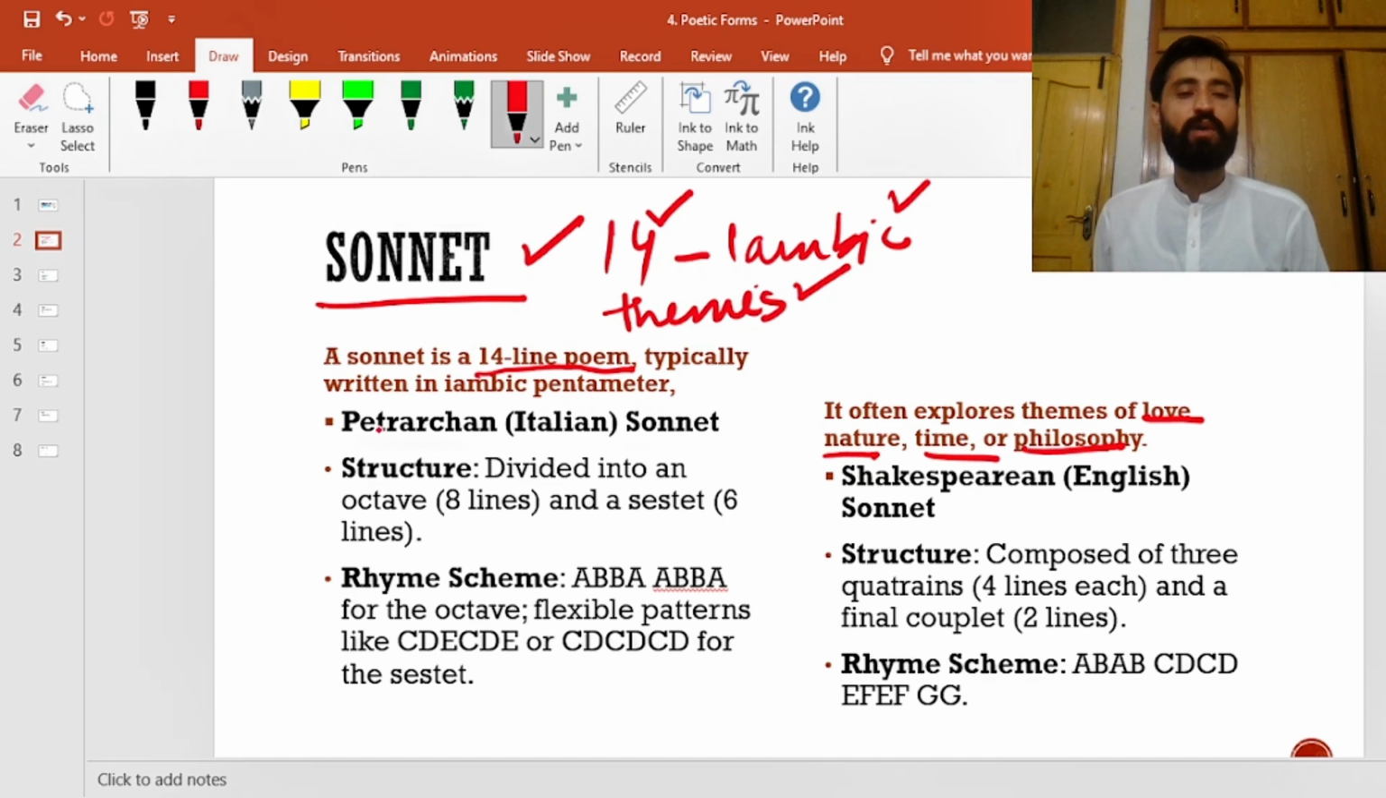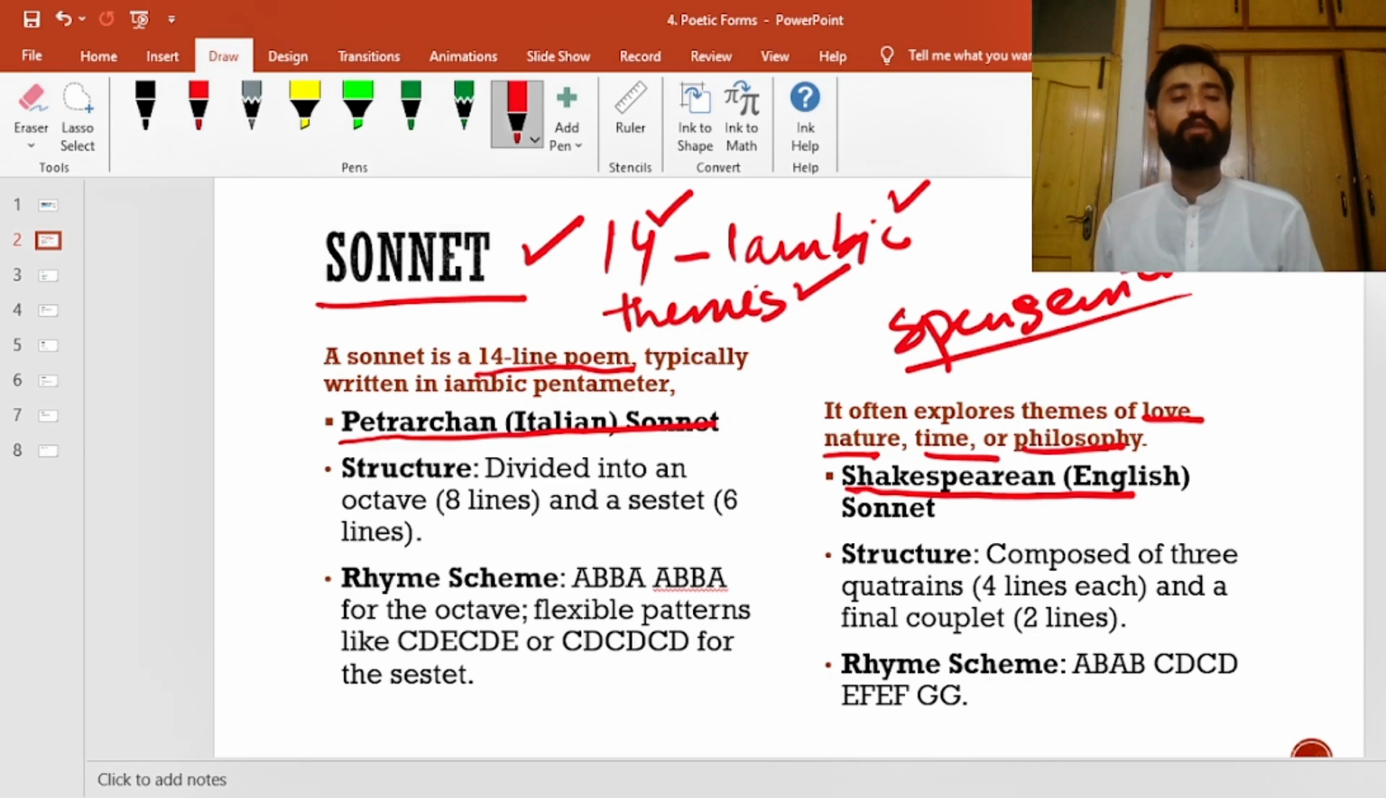Then sonnet is divided into two parts. The first one is the Petrarchan sonnet. The second one is the Shakespearean sonnet. We do have a third one, that is Spenserian, but let's not go into that for now. Let's focus on the Petrarchan and the Shakespearean one, right?